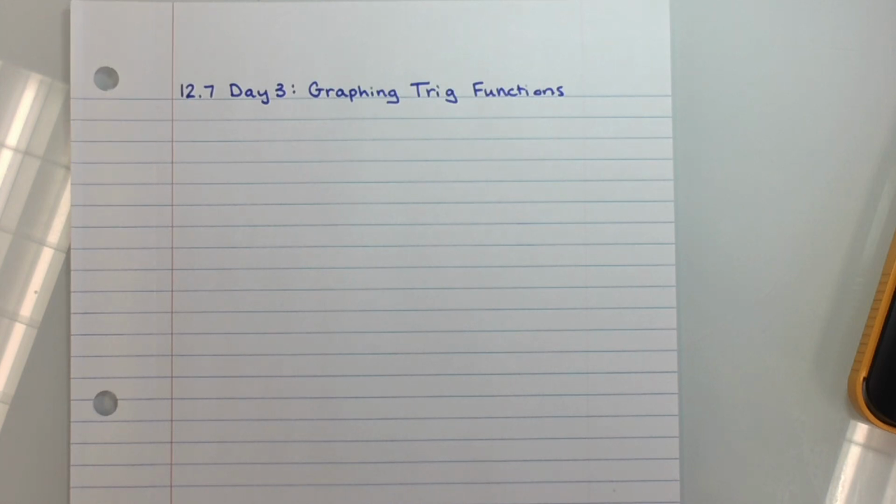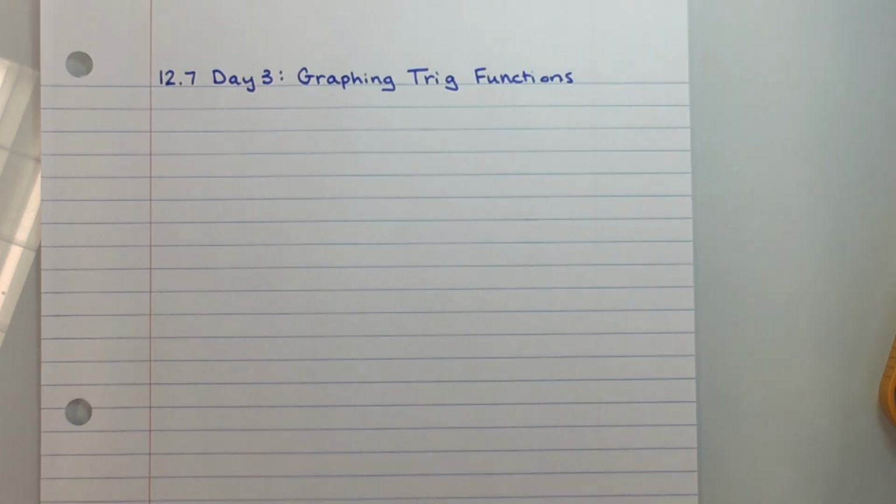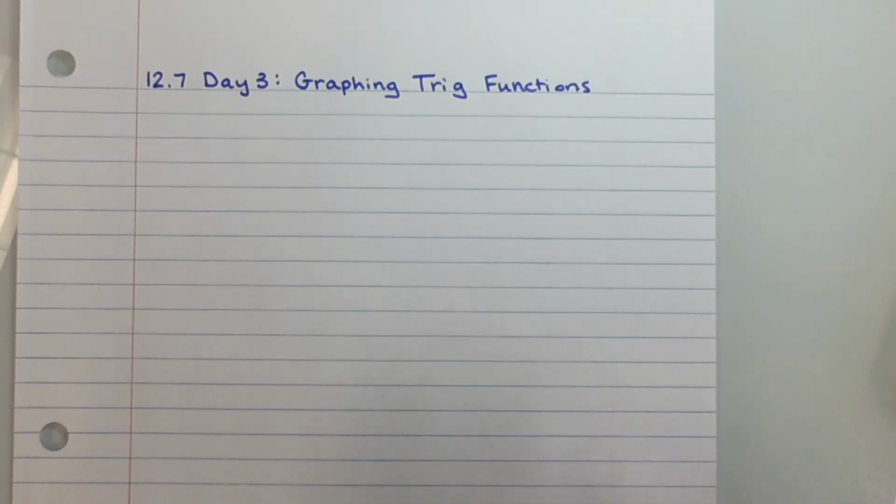We're continuing to graph. So far we have graphed sine and cosine. We have also graphed tangent. Today we are introducing cosecant, secant, and cotangent.